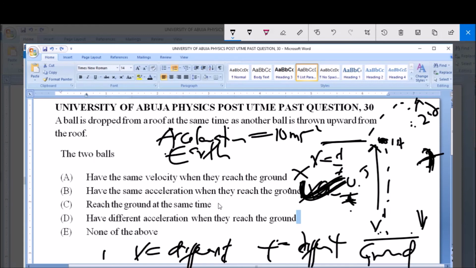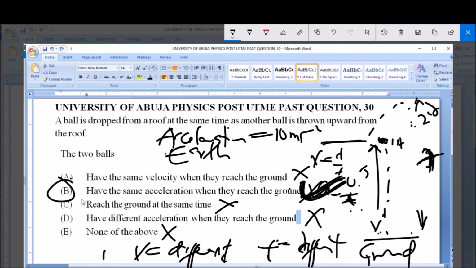C: reach the ground at the same time. I explained that this one will be up while this one is down, so this one will actually reach the ground before the one up, and that's due to the fact that the acceleration due to gravity is the same, 10 meter per second squared in this case. So the times in which they will reach the ground are different. D: have different acceleration when they reach the ground. Like I said, when they reach the ground, the acceleration will be the same, and I explained why. So this is also out of it. None of the above is out of it because I identified a suitable answer, which is option B. So the answer to this particular question is B.